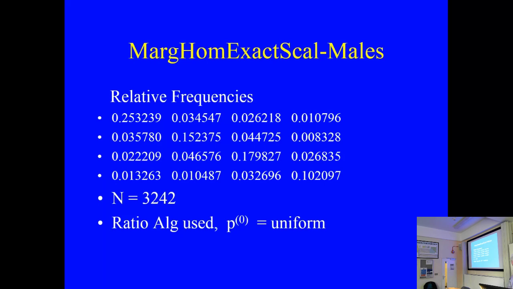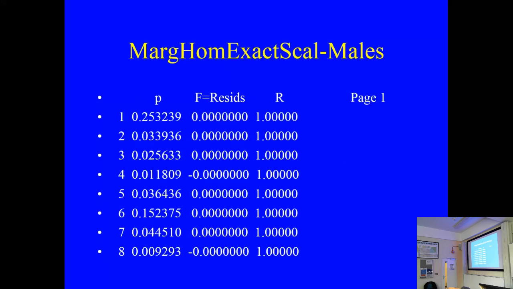So here was the data, a 4x4 table of relative frequencies. The sample size was about 3,000, and this is for males. We run the algorithm choosing the initial distribution to be uniform, which satisfies the constraints of the marginal homogeneity. And here are the results using the ratio version of the algorithm.